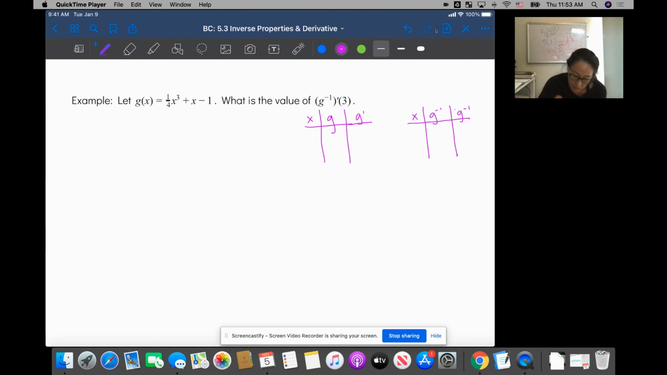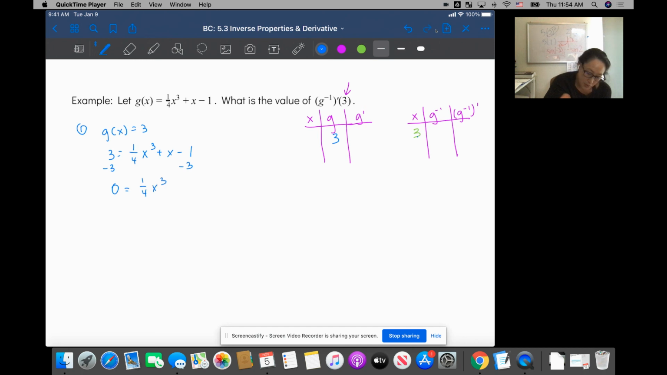and g inverse prime. Okay, it says we want to find the derivative of g inverse when x is equal to 3. So here's my starting value at x is equal to 3. Remember, we switch the order, so the input to the inverse becomes the output of the original. So we can say I'm going to find g of x is equal to 3. So I get 3 is equal to 1/4 x cubed plus x minus 1. And I subtract 3.